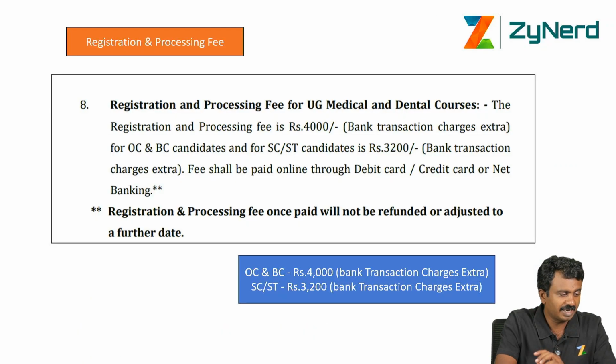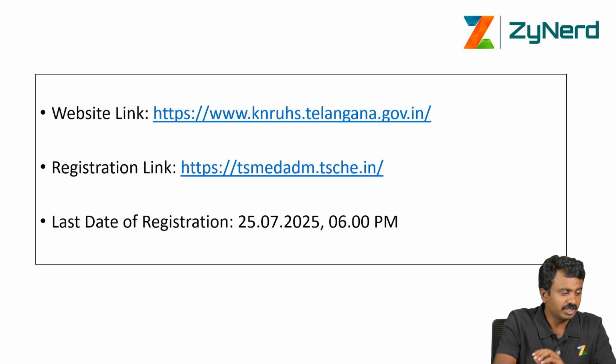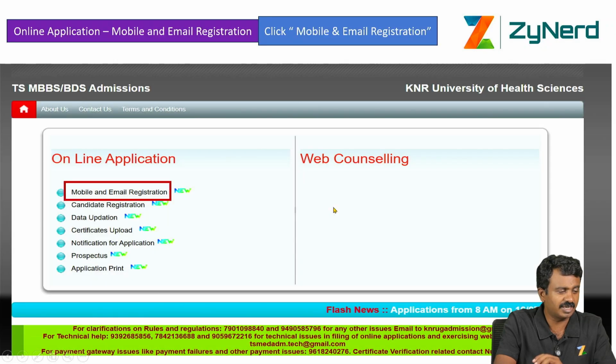You start by clicking on this particular link. It will take you to the tsmmedadmin.tsche.in link. It will take you to this page where you have the steps available. So mobile and email registration, followed by candidate registration, followed by data updation, and then certificates upload, and then finally you will save and print the application, and that is the end of the entire process.